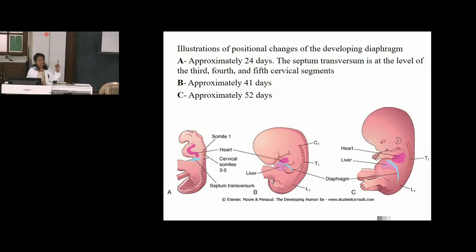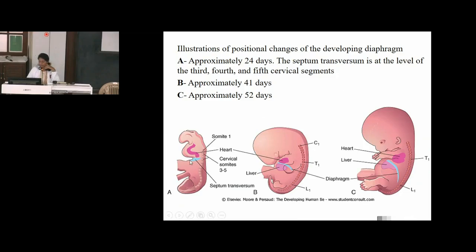What are these? Septum transversum, then the pericardioperitoneal membrane, or the pleuropericardial, all of these are fused here. Pleuroperitoneal membrane, then the dorsal mesentery of the esophagus and the lateral body wall. These are the 4 sources.